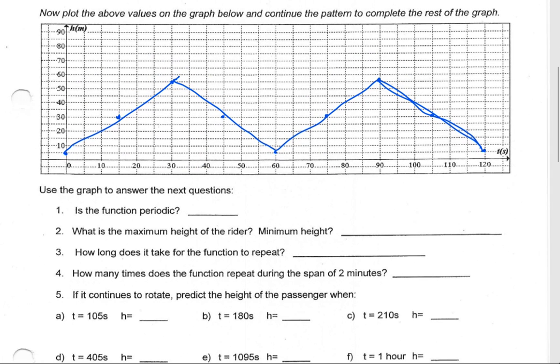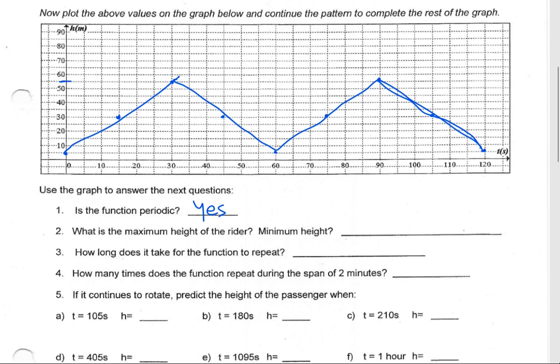Okay, so now this is saying, is the function periodic? So do we see a repetition of values? So we do, because all of these heights are repeating, right? It's always the same heights again and again. If I did it for another minute or another 10 minutes, I'm going to have the same shape of this graph repeating. So is it periodic? Yes.